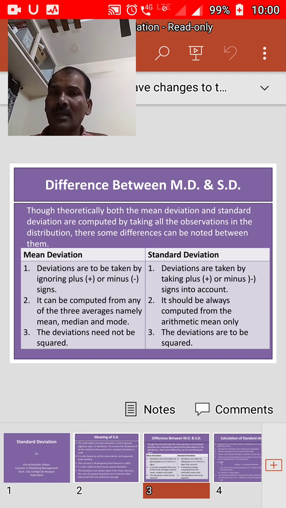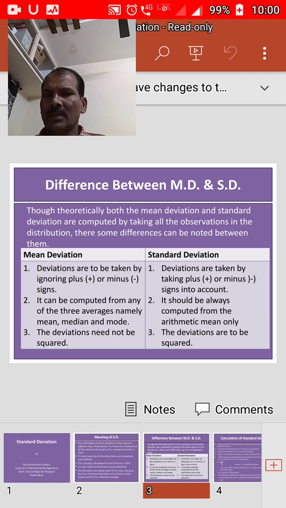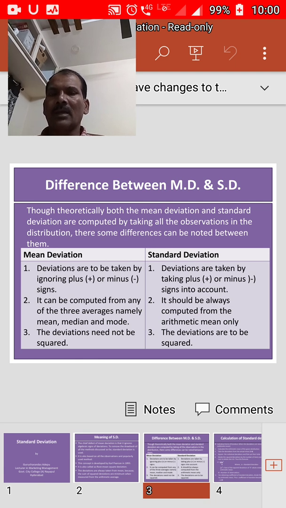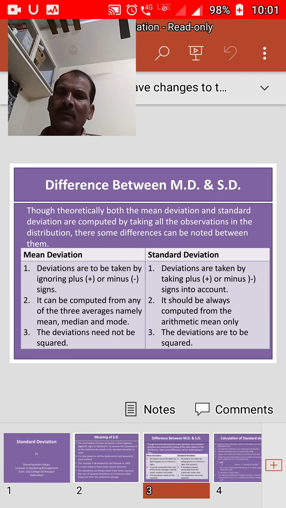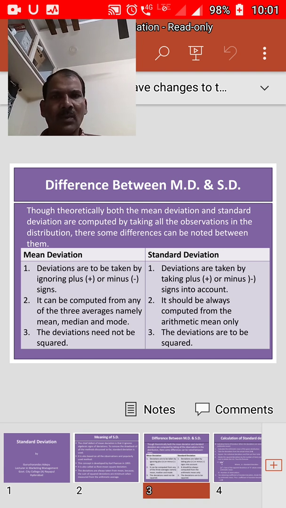We consider the algebraic signs in standard deviation. Mean deviation can be computed from any of the three averages, namely mean, median, mode, whereas standard deviation should always be computed from the arithmetic mean only. We don't use positional averages, median and mode, to compute the standard deviation. Only the mean is used.